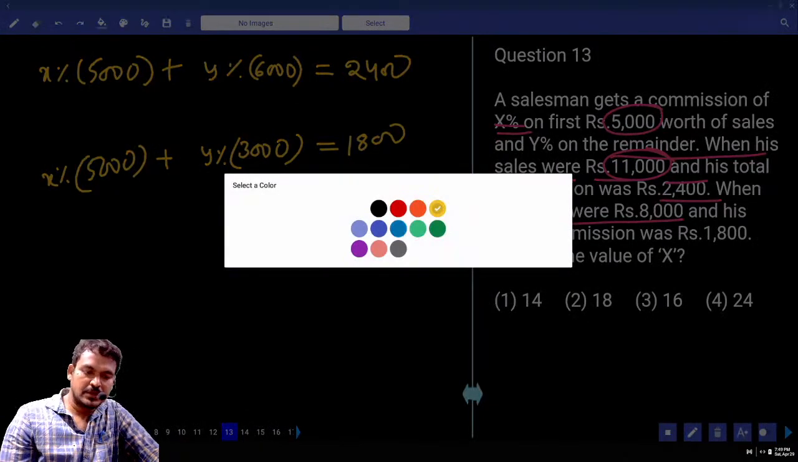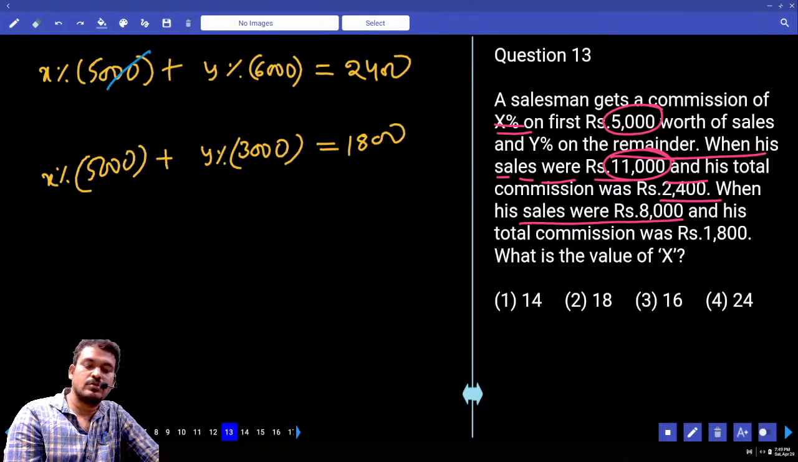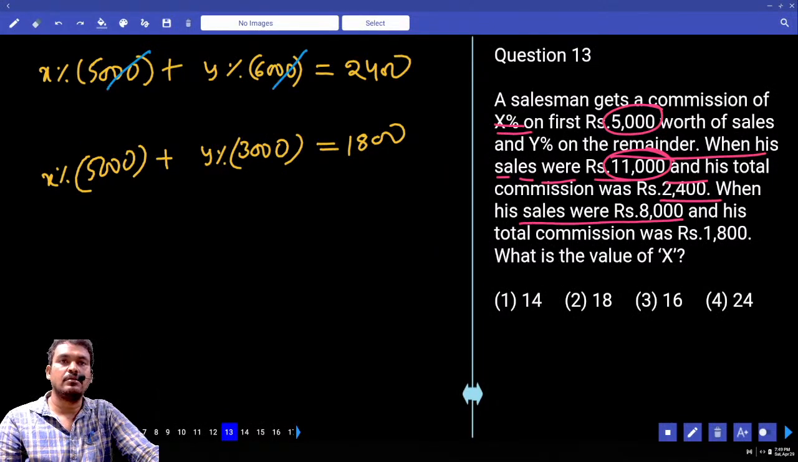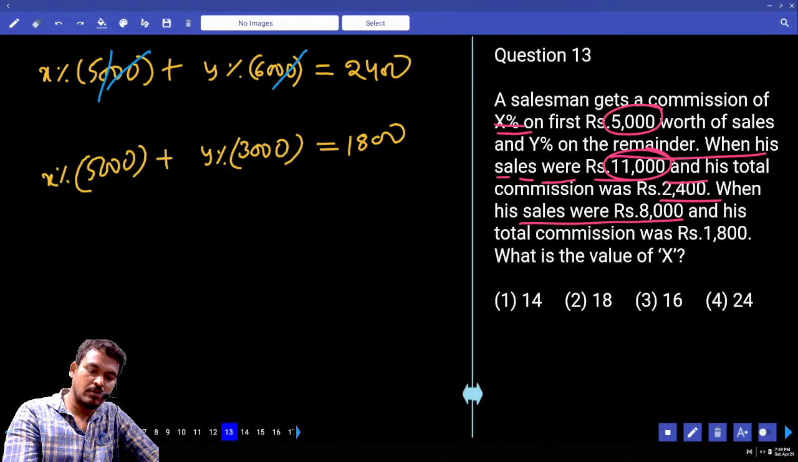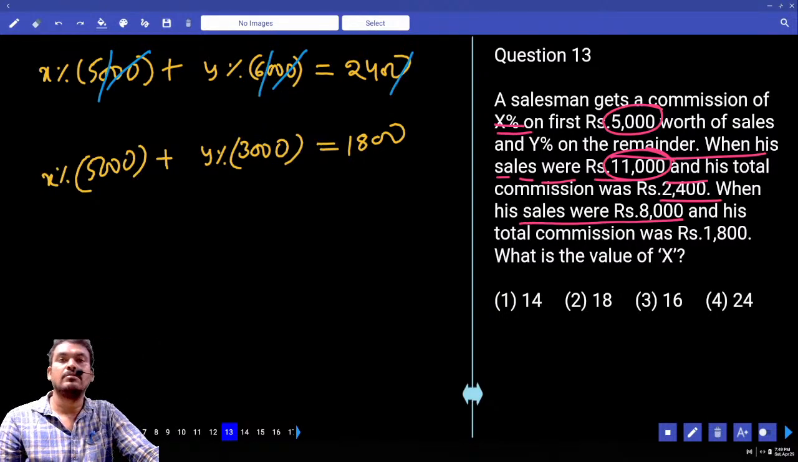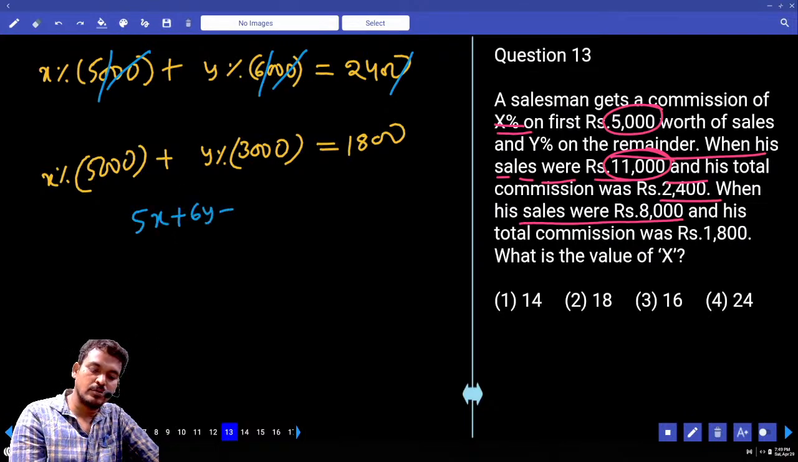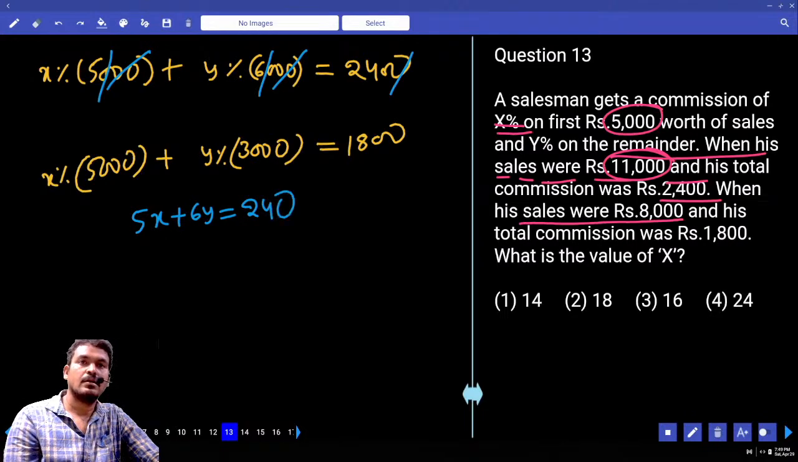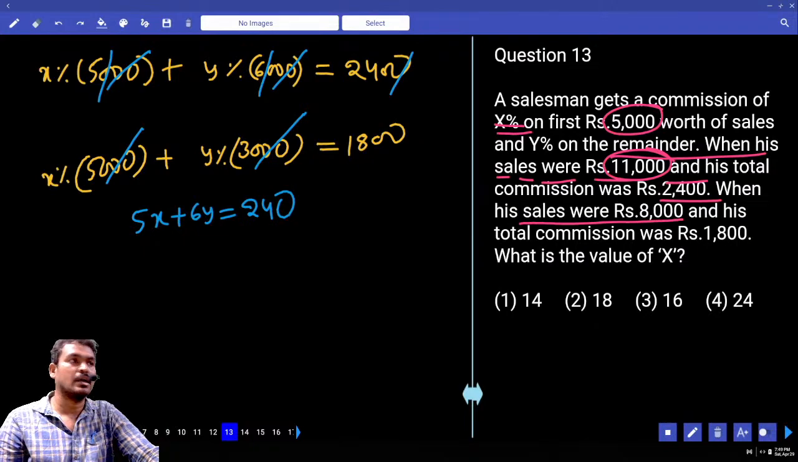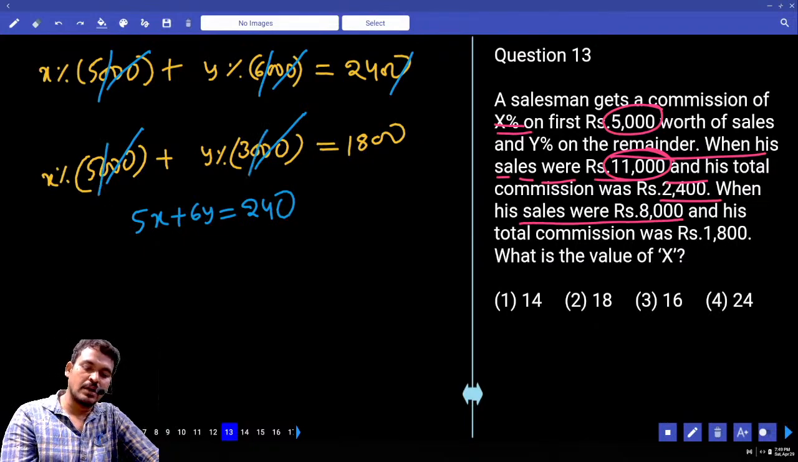In the first equation, percentage two zeros are cancelled. Left hand side 0, right hand side 0 cancelled. What is the first equation? 5x plus 6y equal to 240. Second equation, percentage two zeros cancel. Left hand side 0, right hand side 0 cancelled. What is the remaining? 5x plus 3y equal to 180.